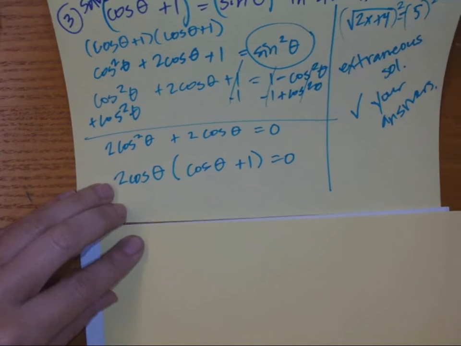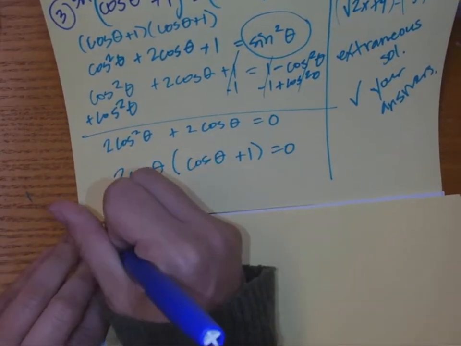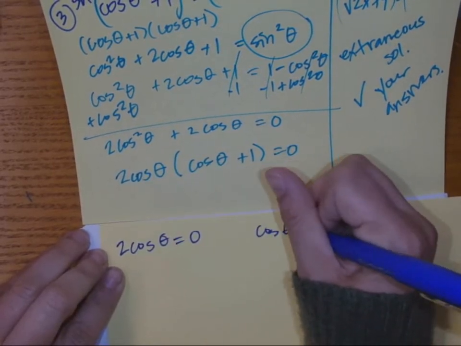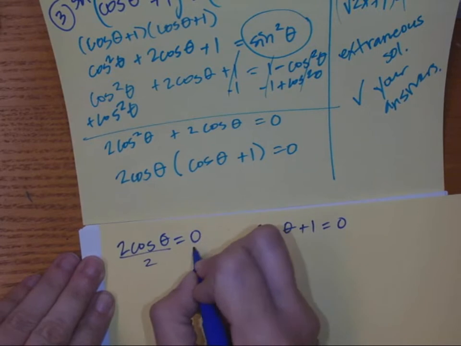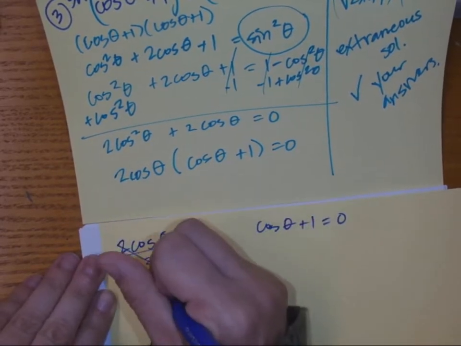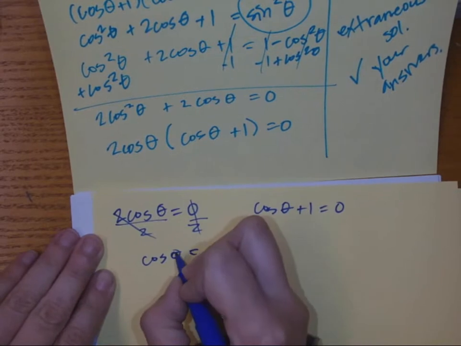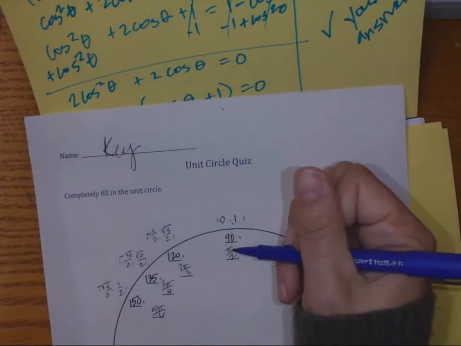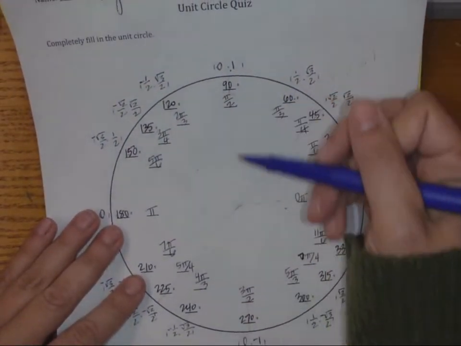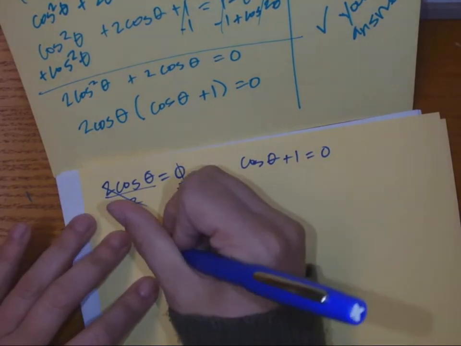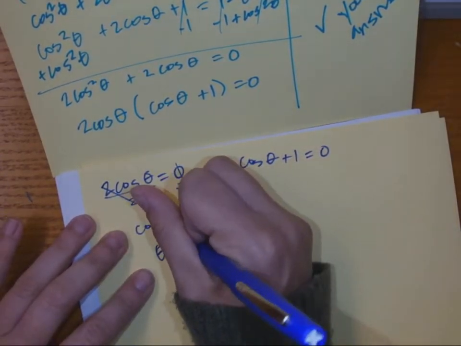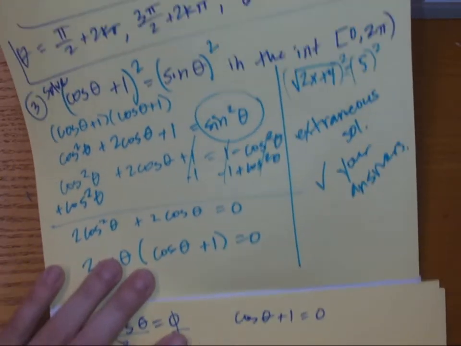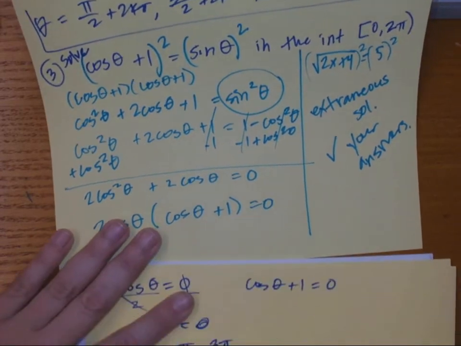When you set each piece equal to 0 and solve, here 2 cosine theta equals 0 and cosine theta plus 1 equals 0. When I divide by 2 here, I just get cosine theta still equals 0. So where is my x value equal to 0 on my unit circle? Pi over 2, 3 pi over 2 is where my x value is 0. So cosine of theta, theta is pi over 2 and 3 pi over 2. Remember, we don't have to do the 2k pi this time because we're only doing the answers in one period.